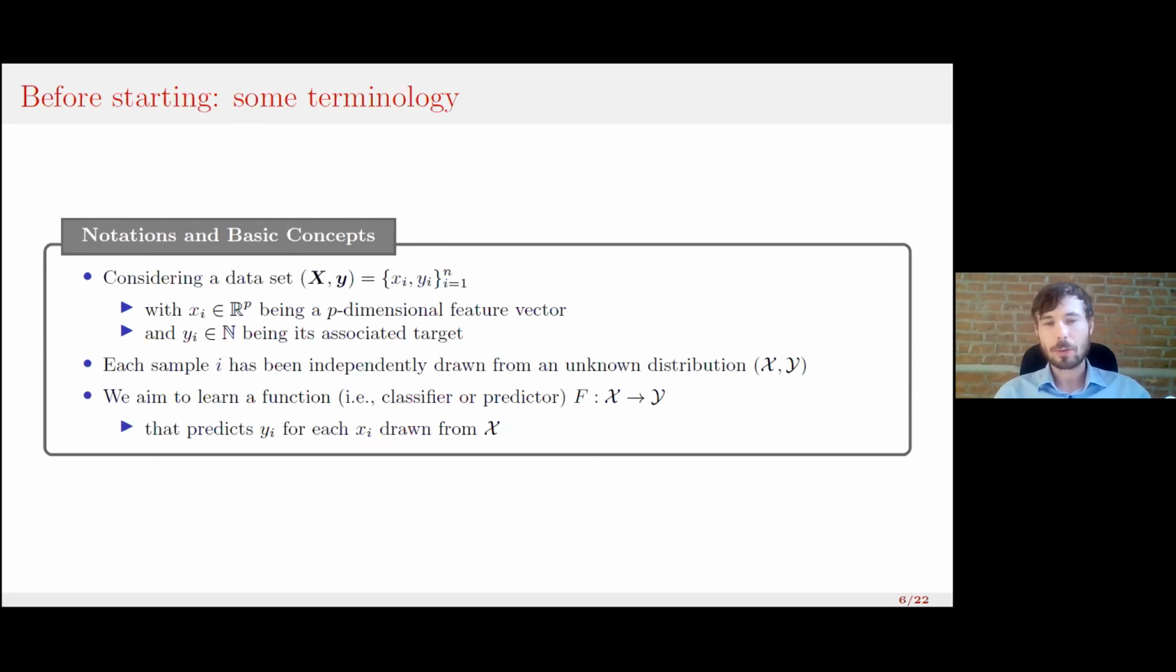Just some basic notations. We are going to consider a data set that is made of a set of n samples, where every index i refers to a sample. And we assume that the samples have been independently drawn from a distribution (X, Y). And we want basically to learn how to predict Y based on X. So Y could be either a value in case of a regression problem, or it could be a class in case of a classification problem.